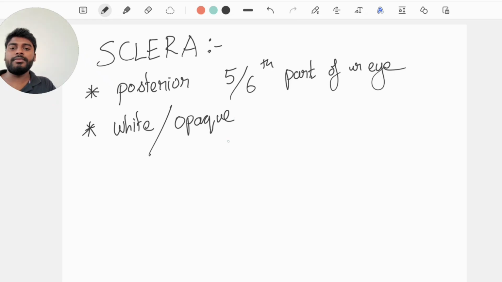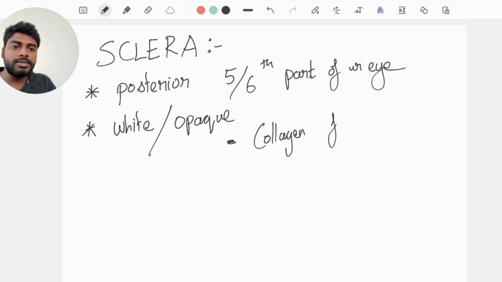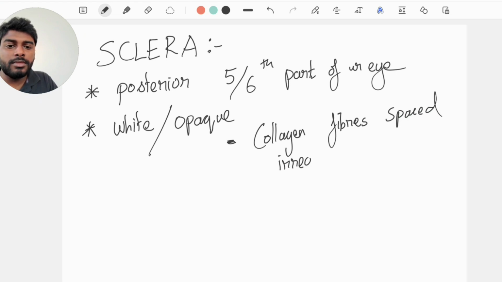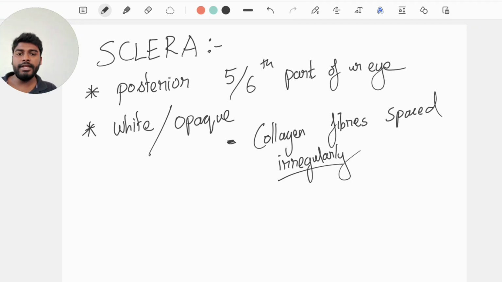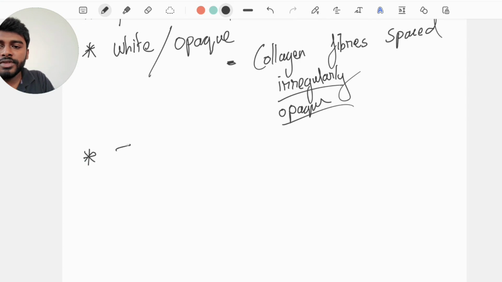So why is it opaque? The collagen fibers are spaced irregularly. So this is spaced irregularly. That's why it does not allow the light to pass through the sclera. So that's why it's called opaque. Now let's move on with the thickness of the sclera.